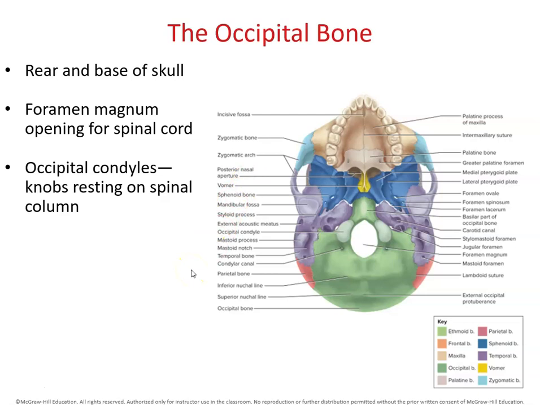The occipital bone is the back of your skull. It's this green area here. It contains the foramen magnum. That's very, very important. Look for a question like that on the exam. I think that's an important fact for you to know. We also have the occipital condyles, which are knobs on either side of the foramen magnum that protect that junction between the skull and the beginning of the spinal column.